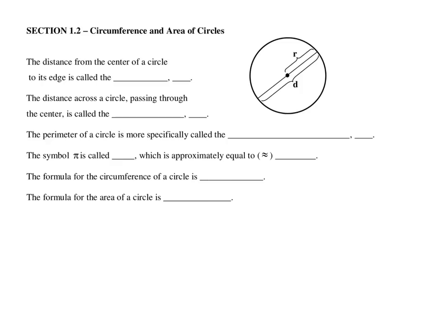All right, starting section 1.2, circumference and area of circles. Now the distance from the center of a circle to its edge is called the radius, and the variable for radius is r. The distance across a circle passing through the center is called the diameter.